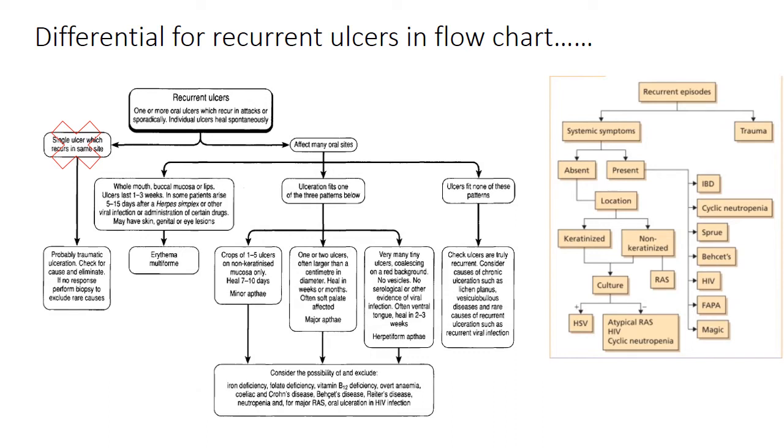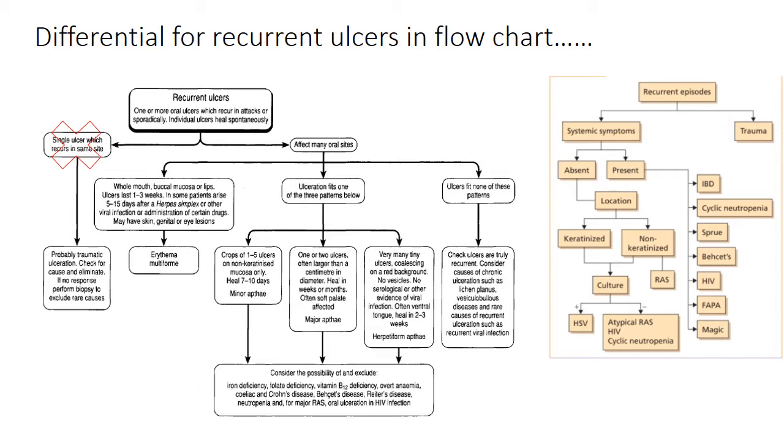To start off, if it is a single ulcer involving the same site, then the possibility is a traumatic ulcer. But that doesn't apply to this case, because, as we have seen in the scenario, multiple sites are involved. If you go back and see, the labial and buccal mucosa, multiple sites are involved, and also multiple ulcers. So what are all the conditions that can fit into the scenario?